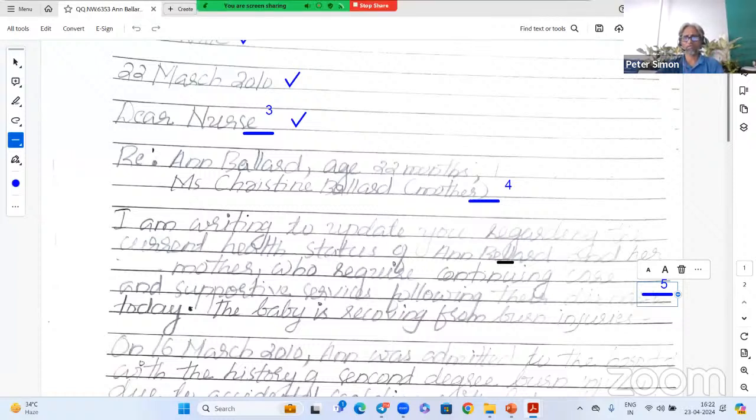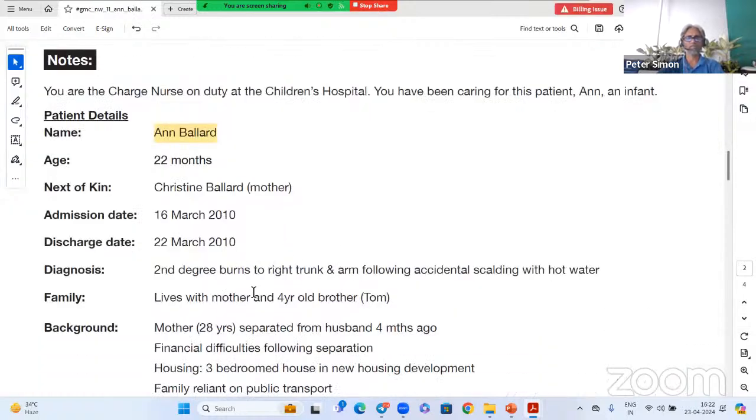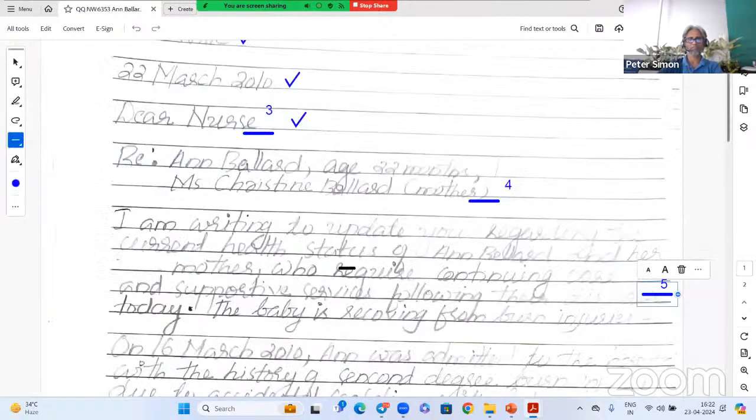Mother here also not needed to tell. Education to mother, okay, but second degree burns. Are you discharging the mother? Children's hospital. So mother will not be in children's hospital. Mother will be there for support, but she is not admitted in children's hospital. Okay. Diagnosis to the child only problem. So you're not discharging mother. Okay. Not discharging mother. So remember that. So no need, Ballard only.